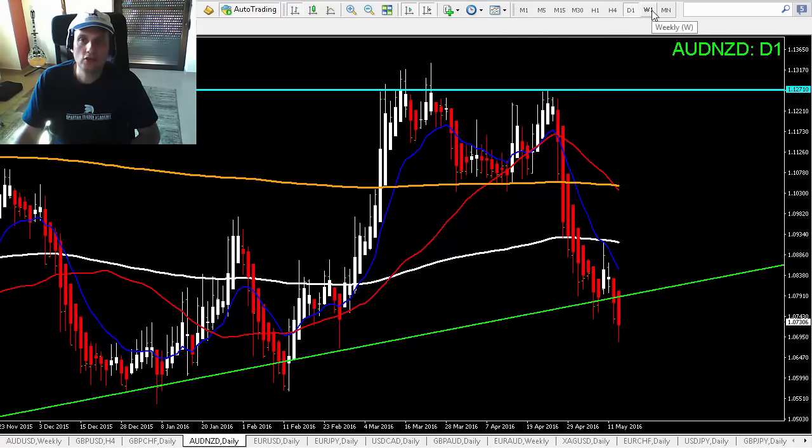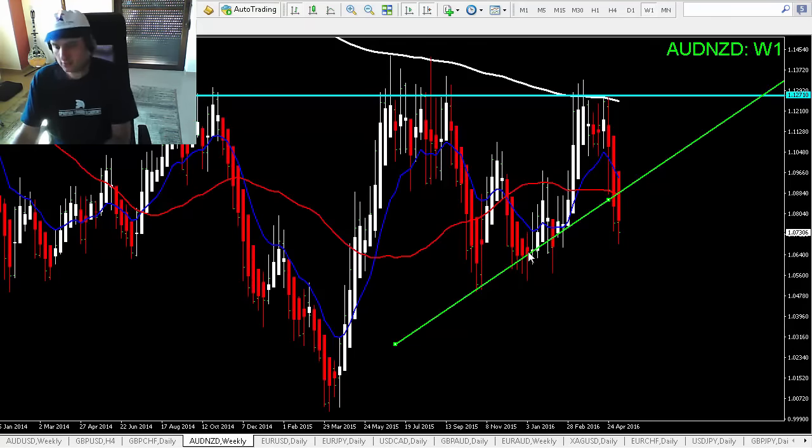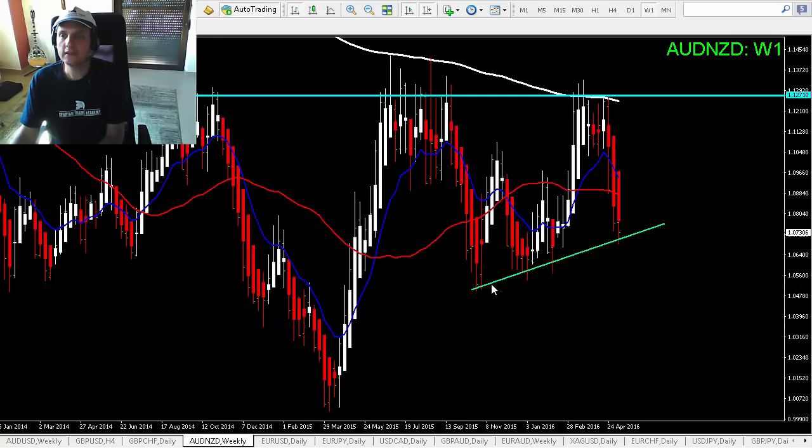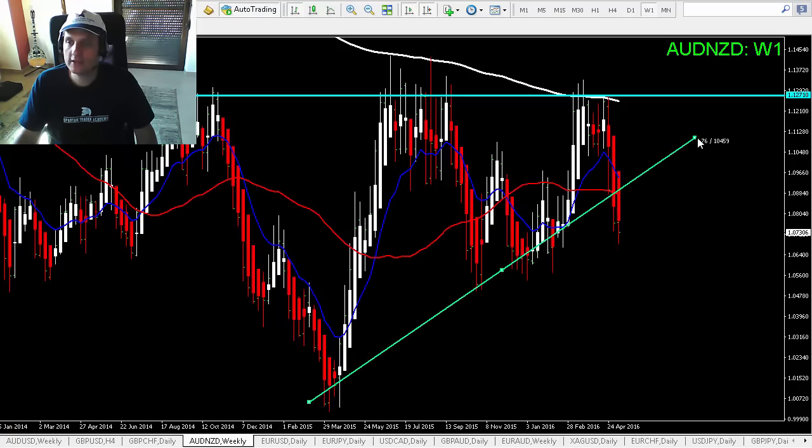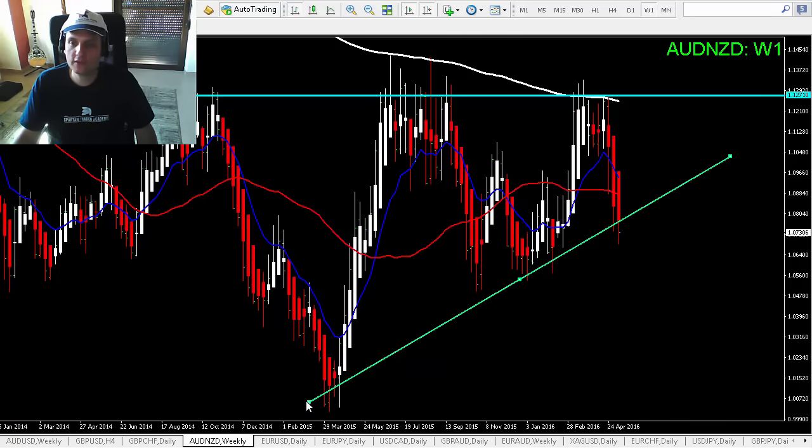So on this pair, Australian dollar, New Zealand dollar, it doesn't really look that good anymore. The only line we can use is this one here. You can change the angle of this one a little bit. It's just not a serious line, I would say, because you can find different angles to draw it, and so it becomes one of those lines where you can use your fantasy.